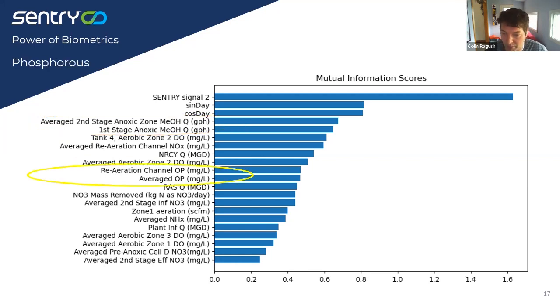And finally, the other process that is of interest for nutrients is orthophosphate. And there's pretty good mutual information still for the reaction channel orthophosphate. So that's the effluent orthophosphate and the average orthophosphate coming out of the aerobic process. So I can see the opportunity of trying to help regulate what the plant is doing to remove orthophosphate through this process.